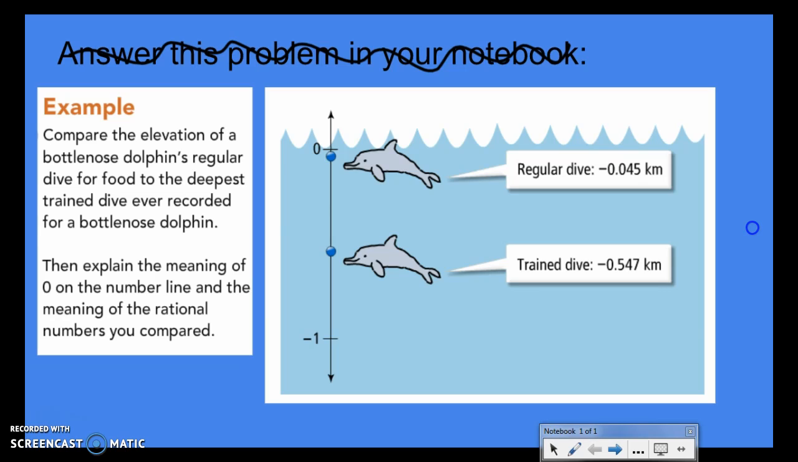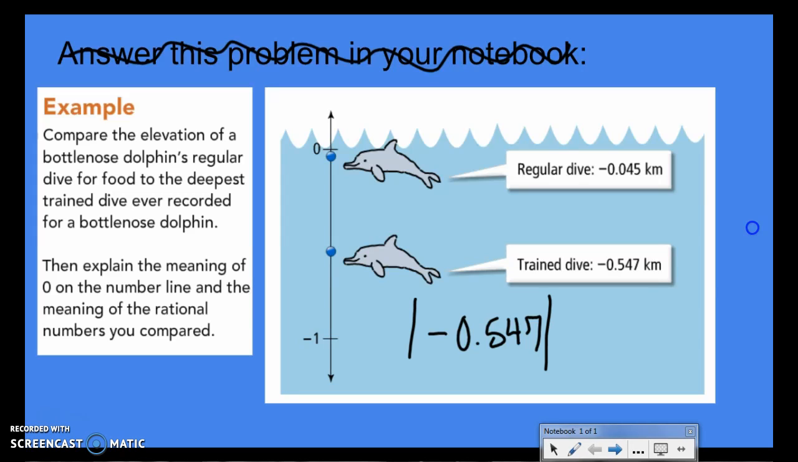Let's talk about it first. We're going to compare the elevation of a bottlenose dolphin's regular dive for food to the deepest trained dive ever recorded for a bottlenose dolphin. Then we're going to explain the meaning of 0 on this number line and the meaning of the rational numbers we're comparing. Alright, so we're going to be comparing negative 0 and 547 thousandths of a kilometer.